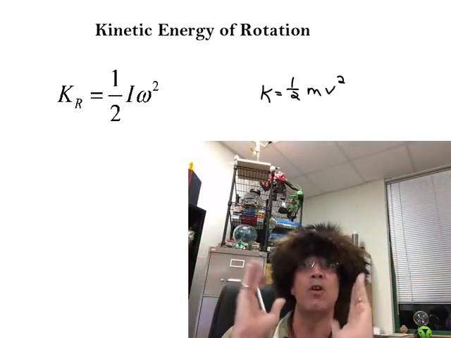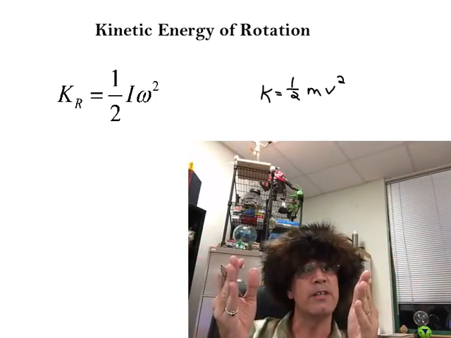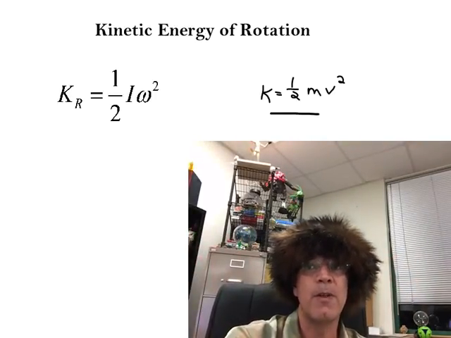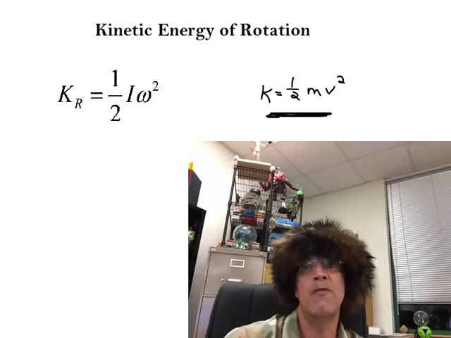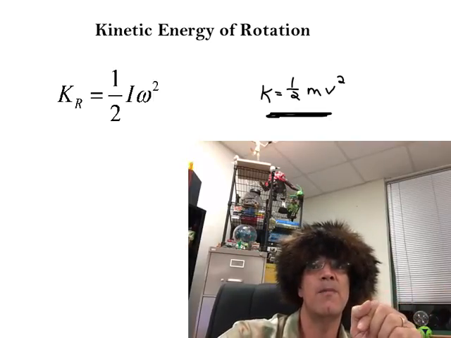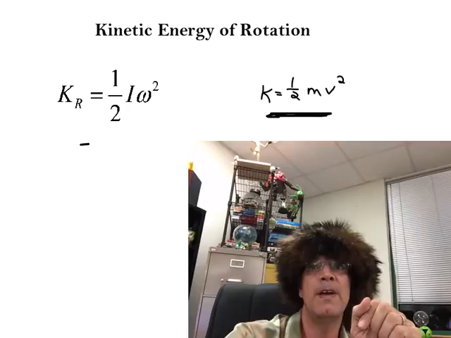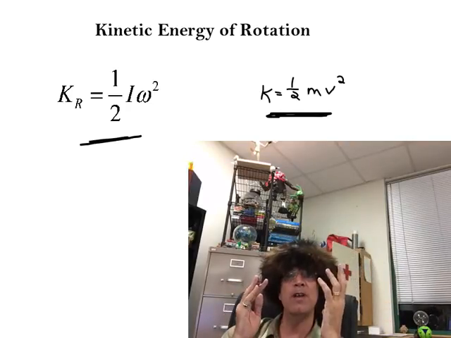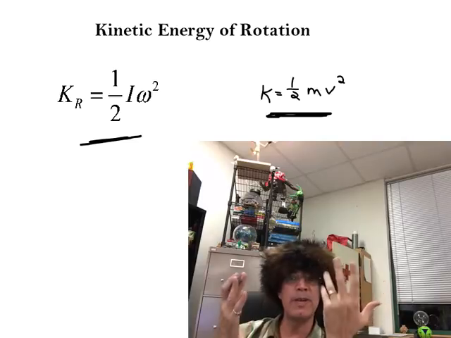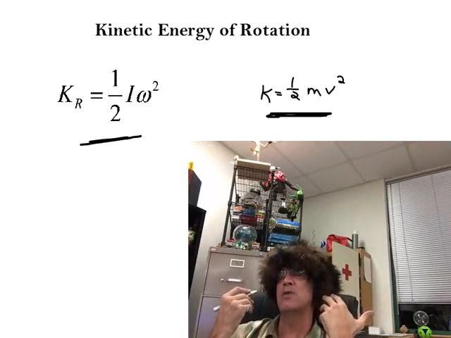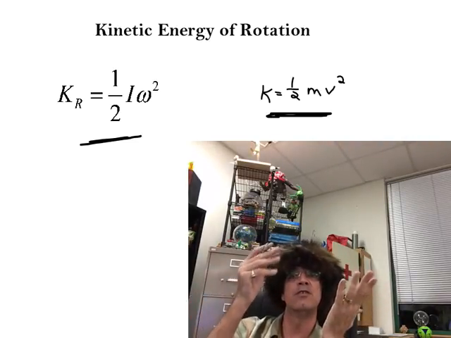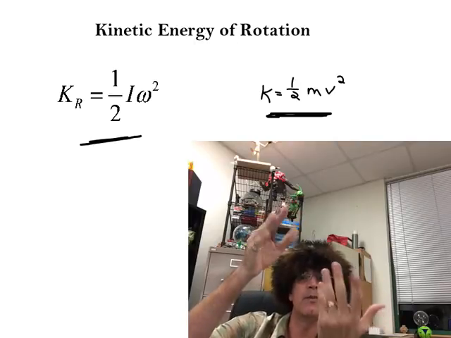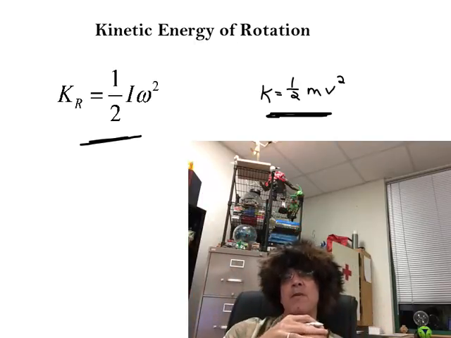Here's our first example: kinetic energy of rotation. We have our kinetic energy formula over here, and if we use I for m and omega for v, we get this for our rotational kinetic energy formula. And we can use this formula like any other energy. We can say energy goes from potential into rotational energy. We can set mgh equal to 1/2 I omega squared.